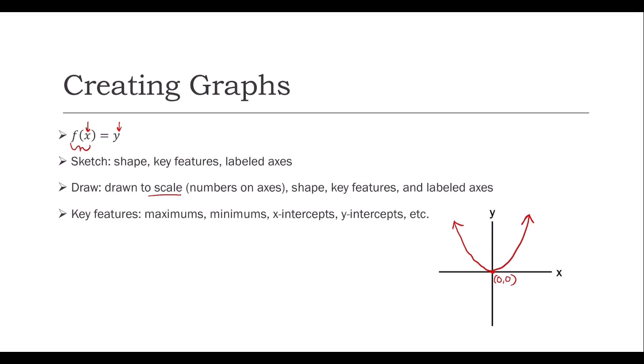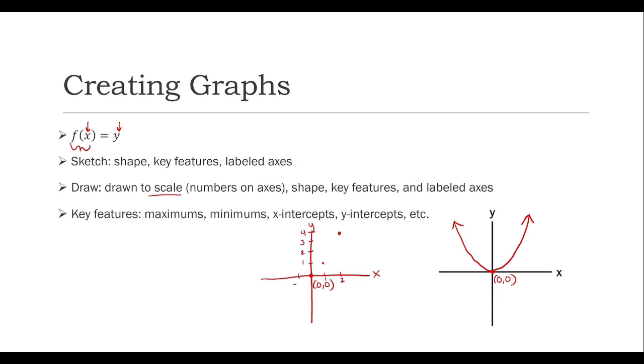When you're drawing one, you would need to do your x and y axes, and you would need to have some points. So you'd have your 0, 0, and then 1 squared is 1, so you'd put 1, comma, 1. 2 squared is 4, so you'd have 2, 3, 4, and you'd put a point there.